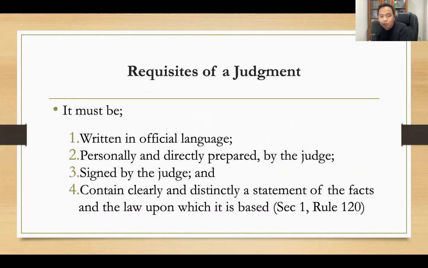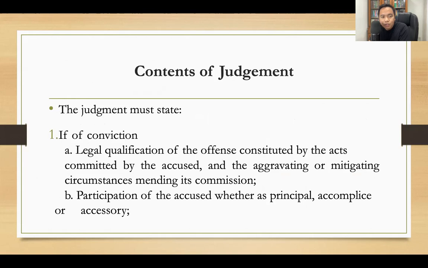So what are the requisites of a judgment? A judgment must be written in the official language. It must be personally and directly prepared by the judge. It must be signed by the judge. And lastly, it must contain clearly and distinctly a statement of the facts and the law upon which it is based. So the judgment must contain the following.